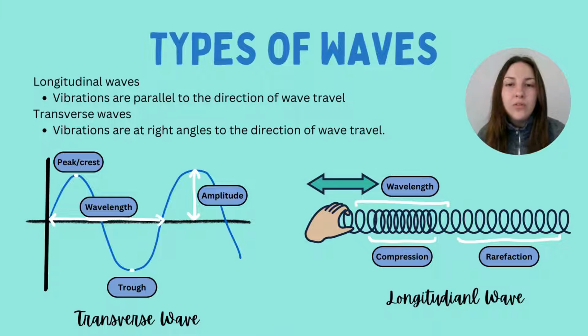So although there are slightly different labels here, you can also see that a longitudinal wave also has that wavelength structure. So from one point of the wave to the next point on the same wave, from the same point. So, for example, peak to peak in a transverse wave, or you could go from rarefaction to rarefaction or compression to compression in a longitudinal wave.